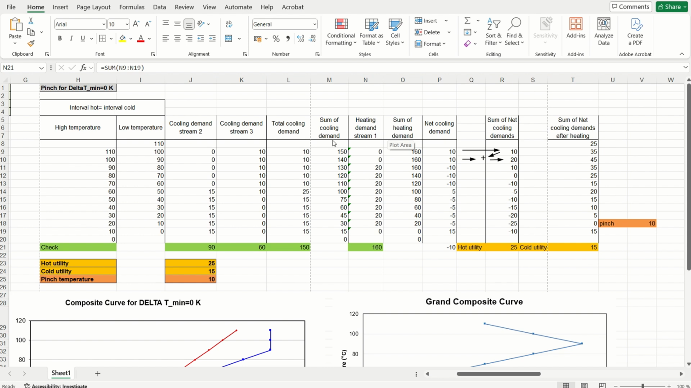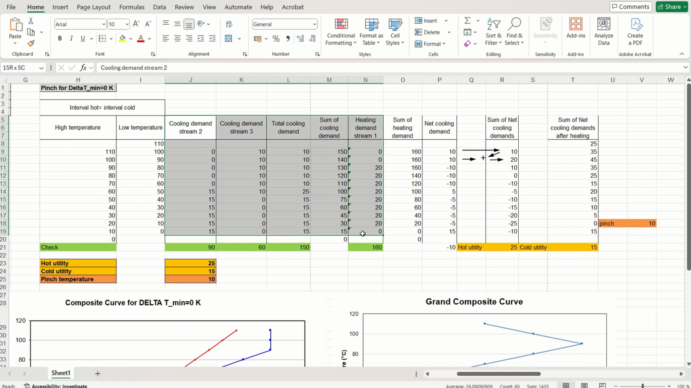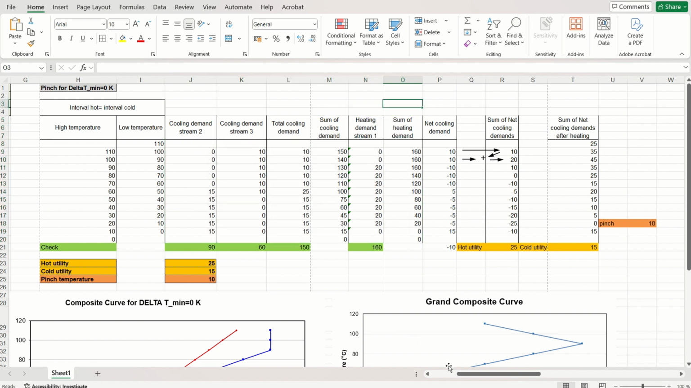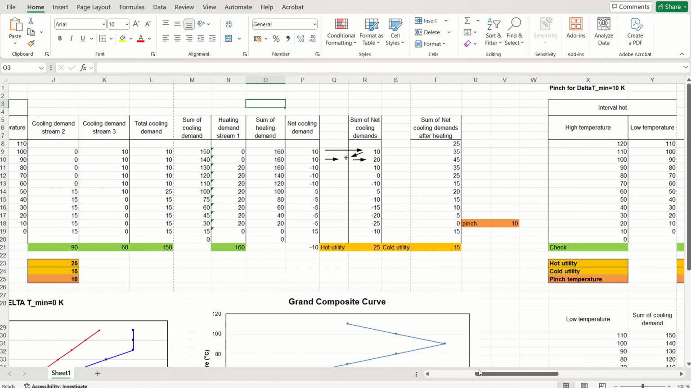So now we have calculated all the values required for the composite curve, which is the cumulative sum of cooling demand and the cumulative sum of heating demand for each temperature interval. Now let's move on to the grand composite curve. We know that the grand composite curve is the net heat flow of both hot and cold streams. And also it is constructed after heat recovery and after the addition of external heat utility.